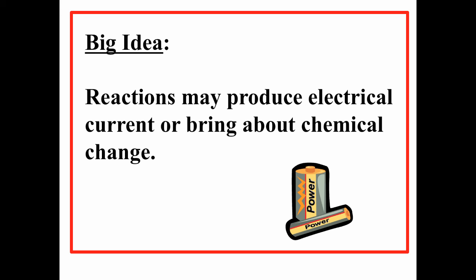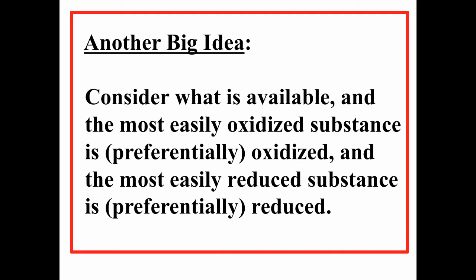Therefore, a big idea throughout this whole unit is that reactions can produce electrical current, or they can bring about chemical change. And we've seen quite a few spontaneous processes that produce electrical current, but if we run electrical current through a process, we can make a chemical change occur that we might be interested in.